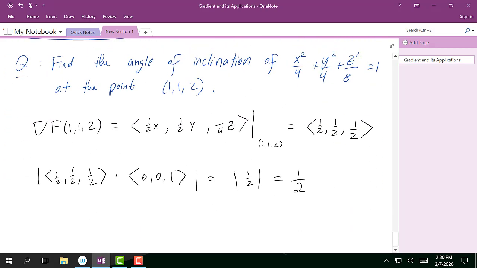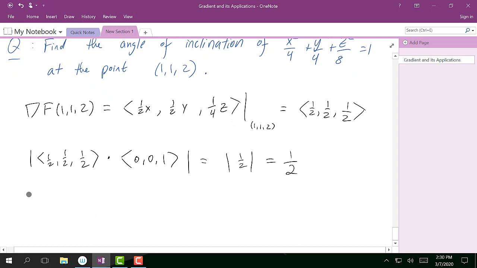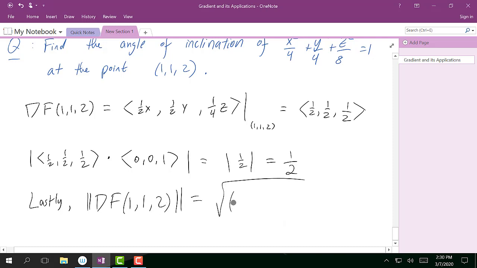So we have our gradient right here, and we're going to compute its magnitude. The magnitude of this is going to be the square root of 3 half squares. So we get the square root of 3 times 1/2 squared, which is the square root of 3 times 1/4, the square root of 3/4, which we can write as square root of 3 over 2.